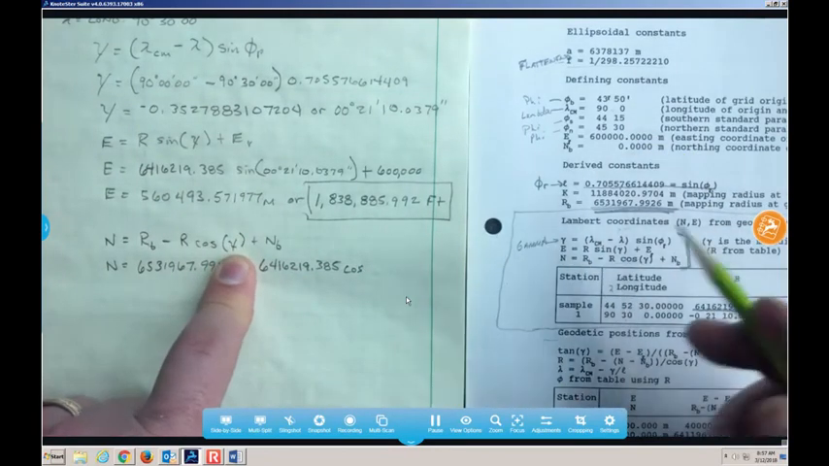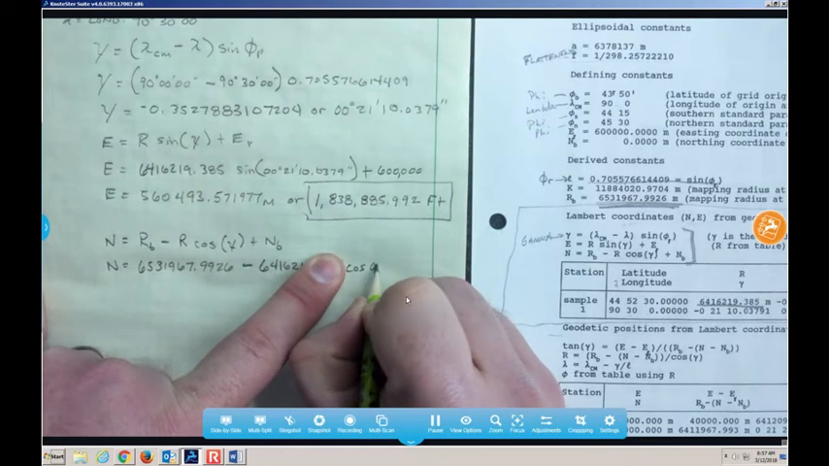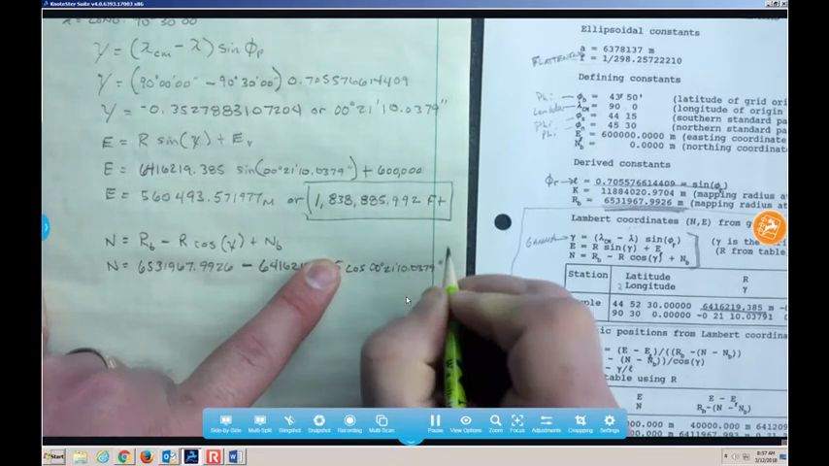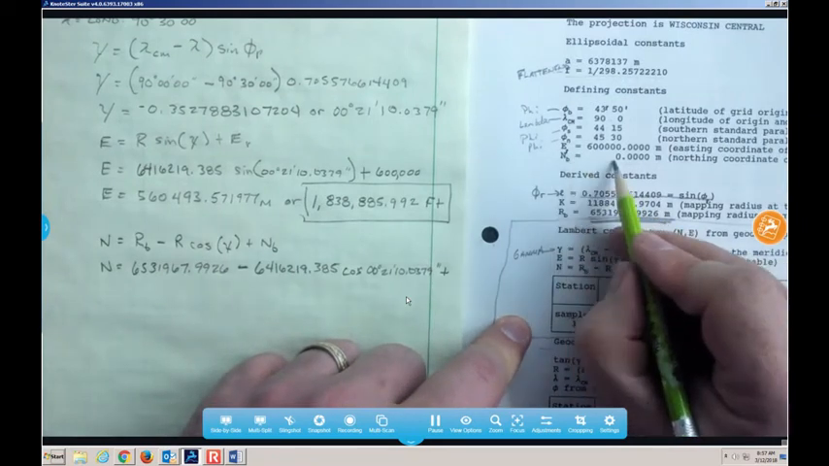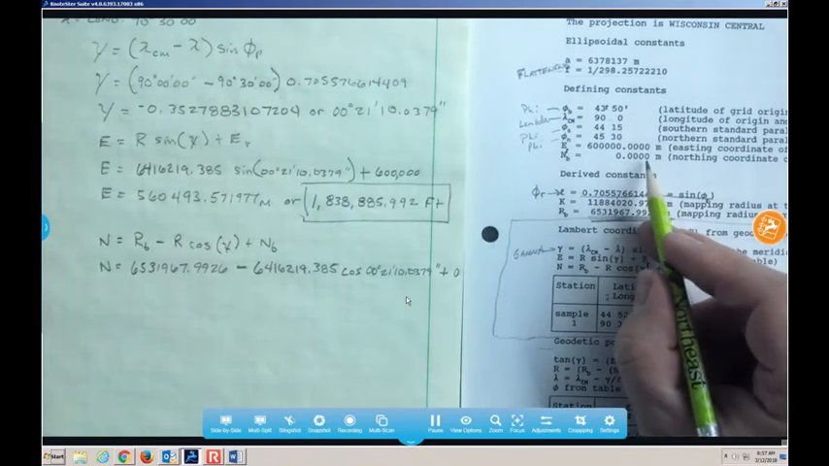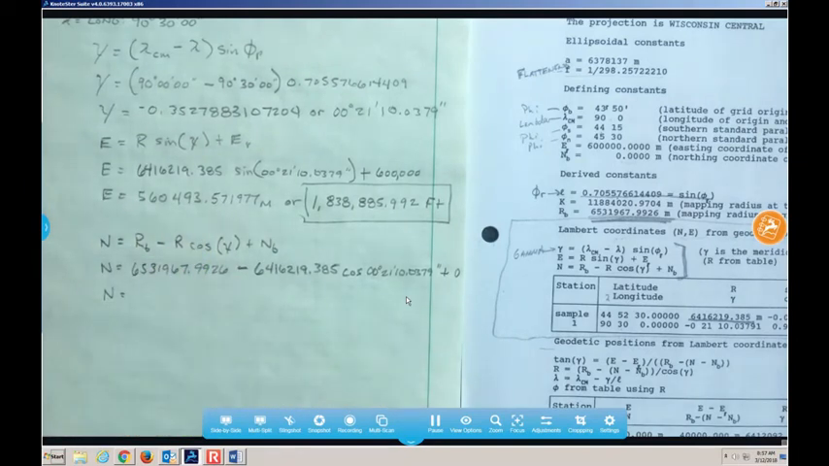We figured out gamma already. It's right here. And that is cosine of 0 degrees, 21 minutes, 10.0379 seconds. And then plus NB, which, if we look in the table here, NB is 0. So we don't have to do anything with that, just plus 0. Okay? So that's how we're going to calculate our northing. This is, again, going to be calculated in meters. So we're going to have to convert to feet. So can someone give me what the meters calculation is there for our northing?